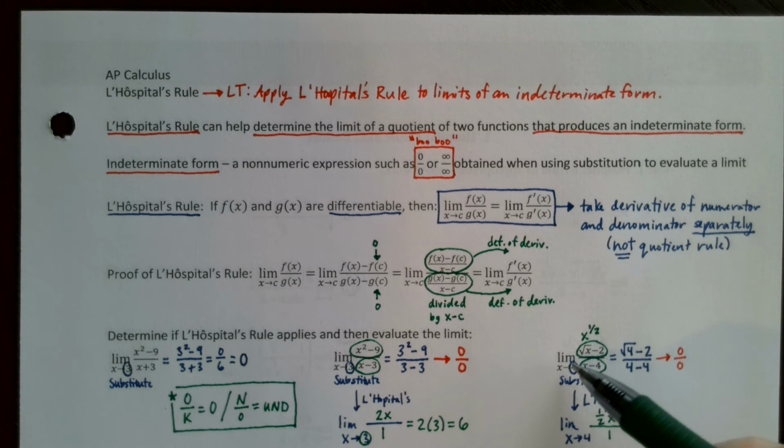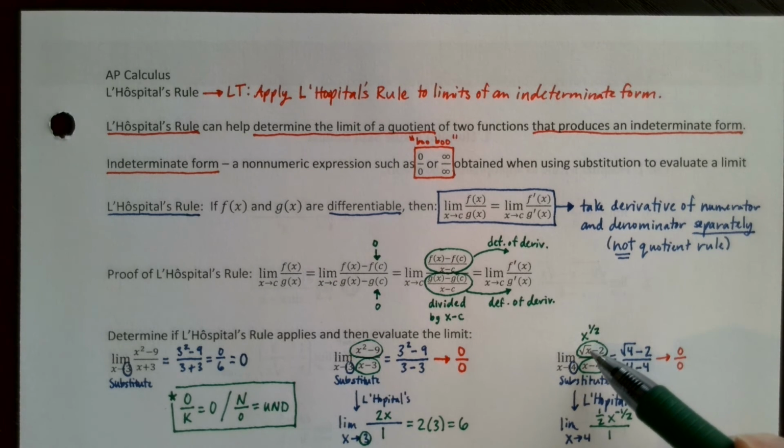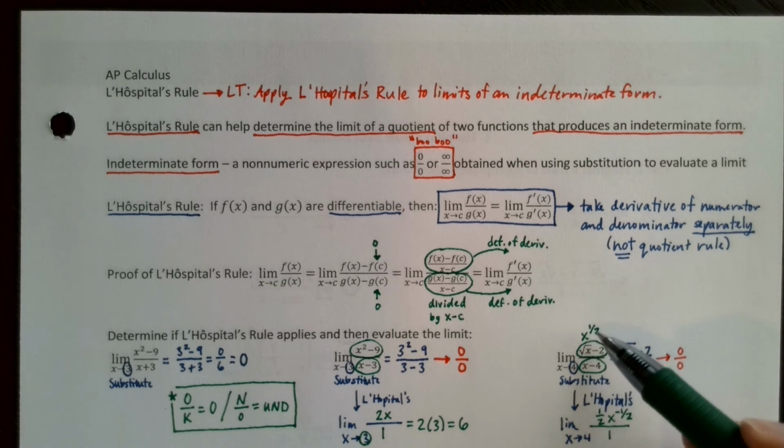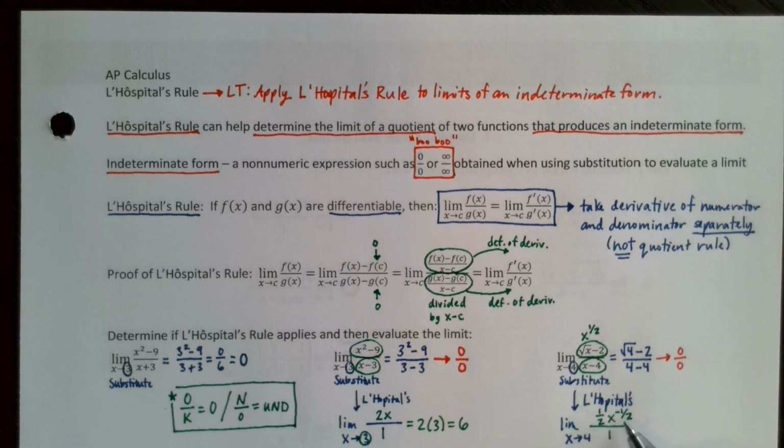L'Hopital's tells us to copy our limit as x goes to 4, and take the derivative of the numerator. I know that square root of x is x to the 1/2. So the power rule gives me 1/2 x to the negative 1/2. The derivative of the denominator, x minus 4, is 1. I'm going to simplify and try to resubstitute my 4.